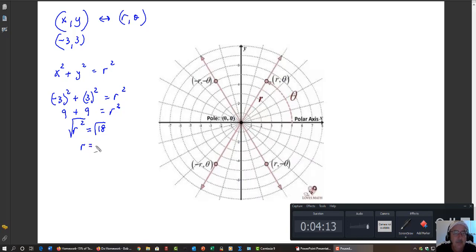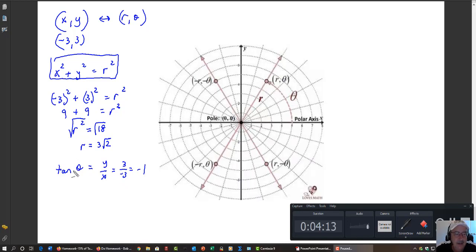And this would simplify: the square root of 9 times the square root of 2 is 3 times the square root of 2. So that's your first value. Now to get the angle, remember the other part of the Fantastic Four, so we use this formula here to go the other direction. We will say the tangent of theta equals y over x, which in this case is 3 over -3, which will reduce to -1.